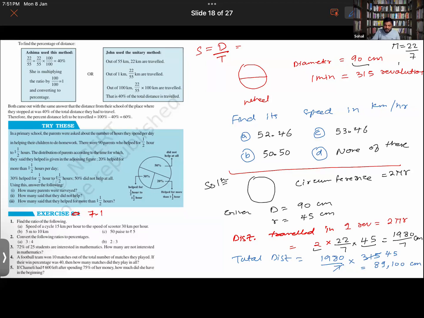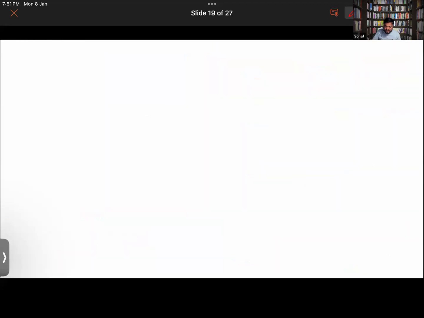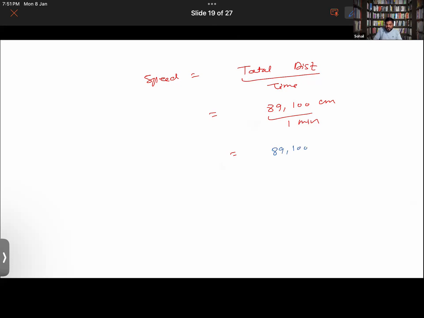Right, now it becomes very easy. I'm switching the page. So speed is total distance covered by the vehicle upon time. So the total distance we just found is 89,100 centimeter, and time is 1 minute. Everyone knows that in order to convert from centimeter to kilometer, what do we need to do? Divide by 100,000. Exactly. So we would be doing exactly the same thing.